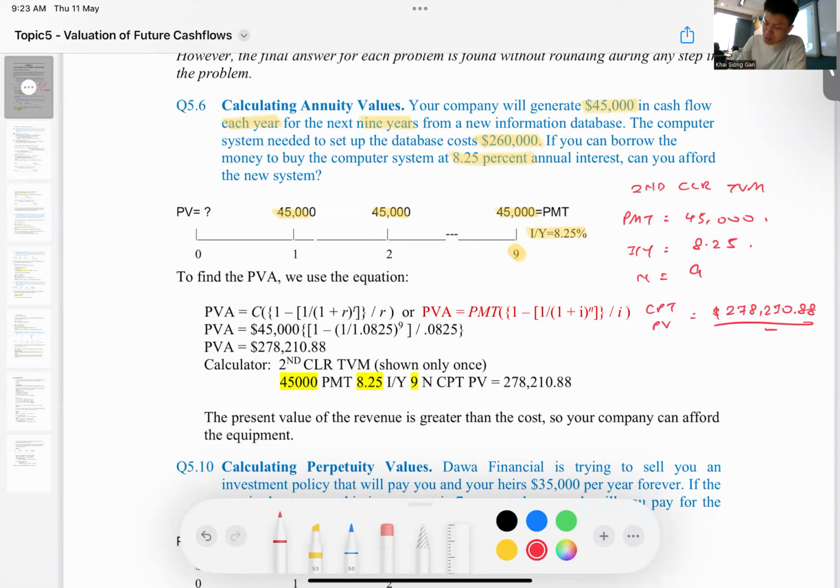Okay, so you see just now we mentioned that the computer system needed the setup cost of this amount. But the present value is this amount. So what can we say here? The present value of the revenue is greater than the cost. So it's good to proceed. The present value of this investment is larger than the cost. This one, 260,000 is the cost. This one is the present value of the investment. So since my PV is larger than my cost, we should proceed. We can afford. Okay? Make sure you know how to calculate.